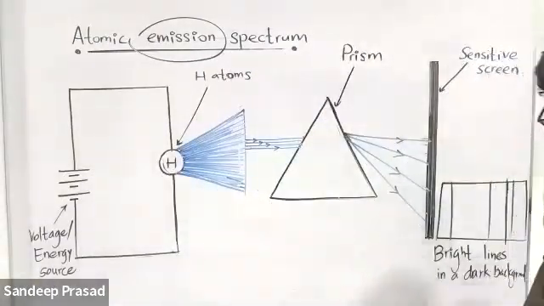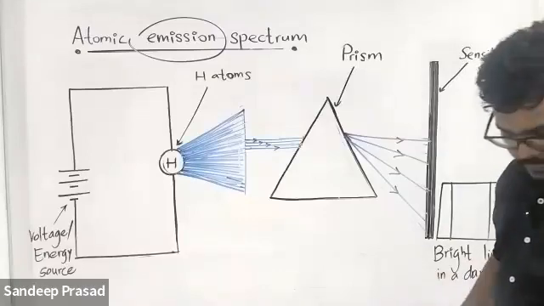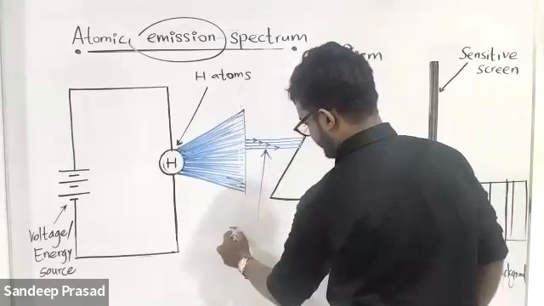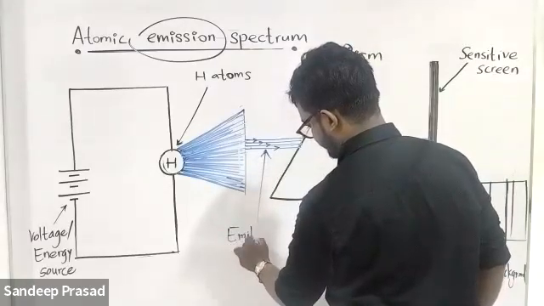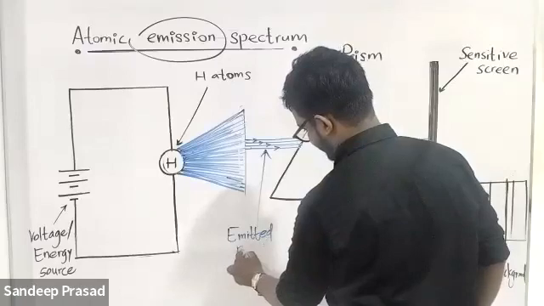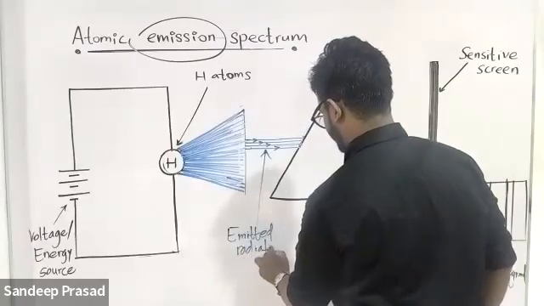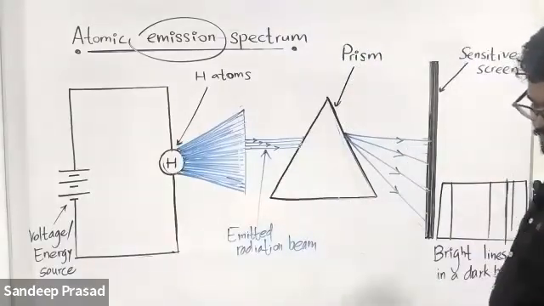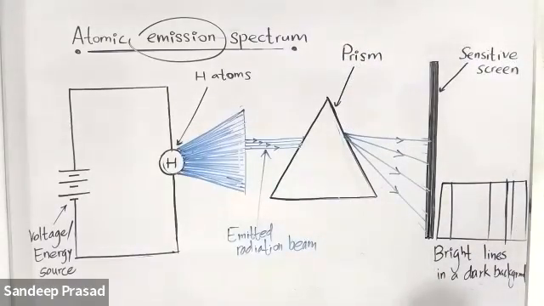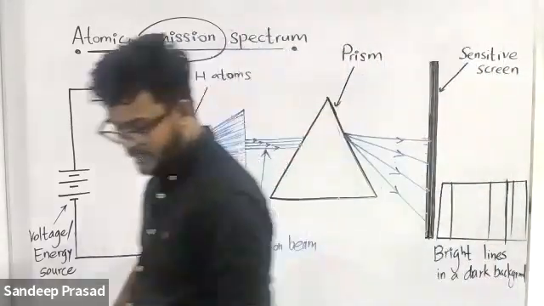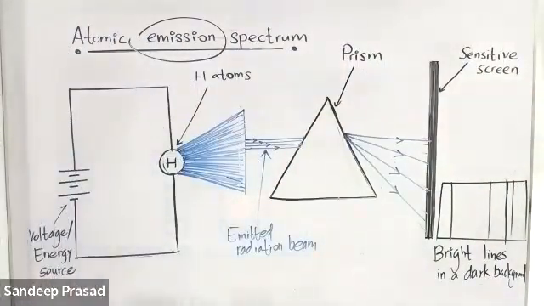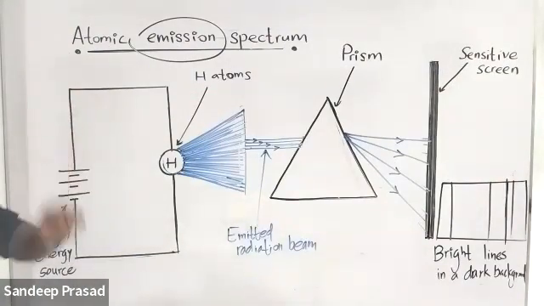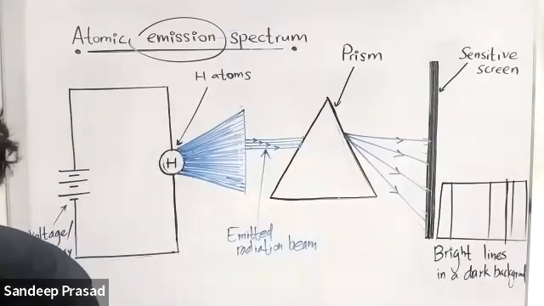Okay, now quickly draw the diagram. And these are the emitted radiation beam. Right, quickly draw this diagram on page number 33, at the bottom of the page, where I have given you this space. Quickly draw this one. And others, if you have doubts, please put them in the chat box.